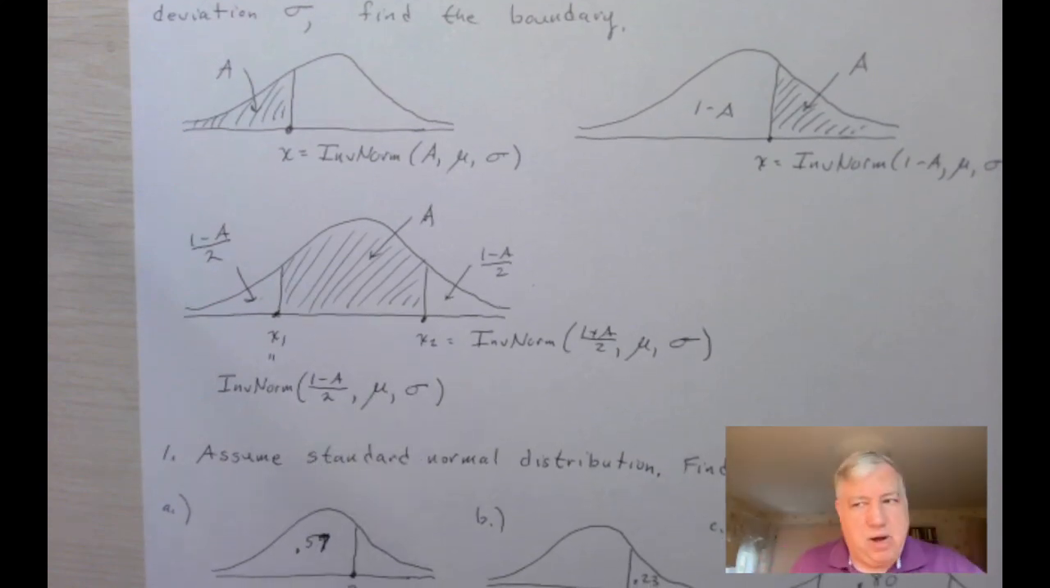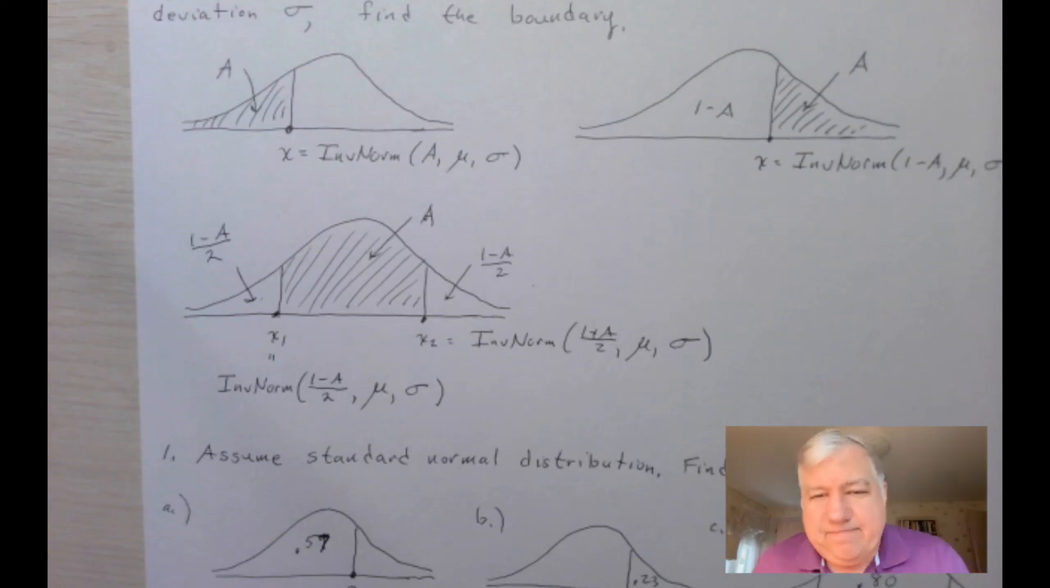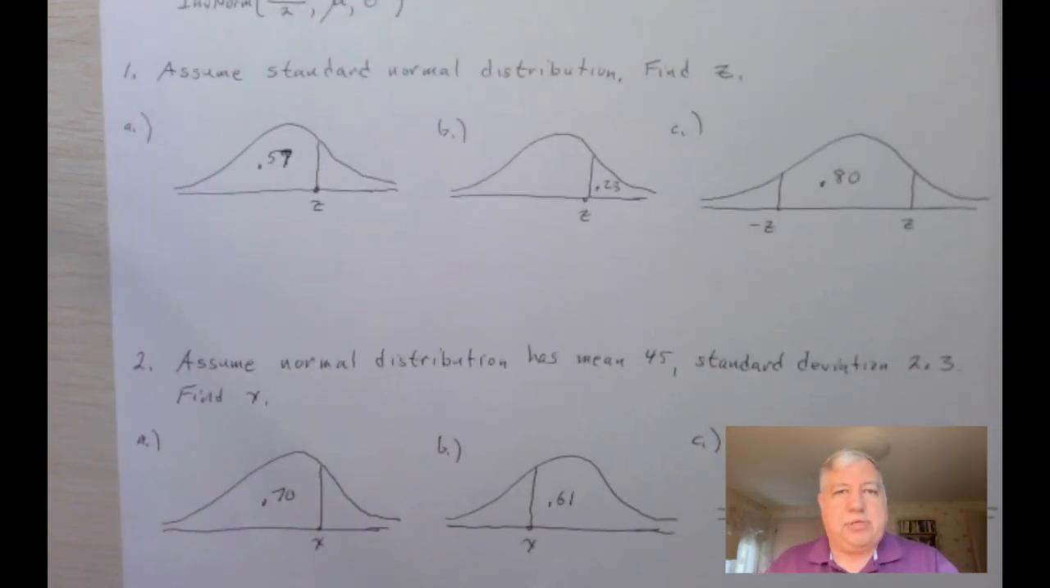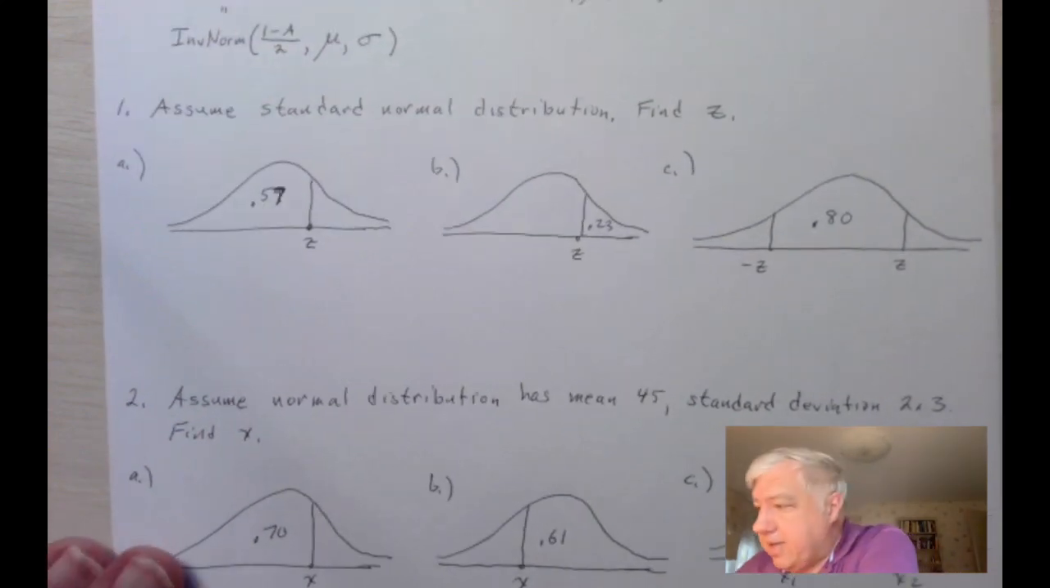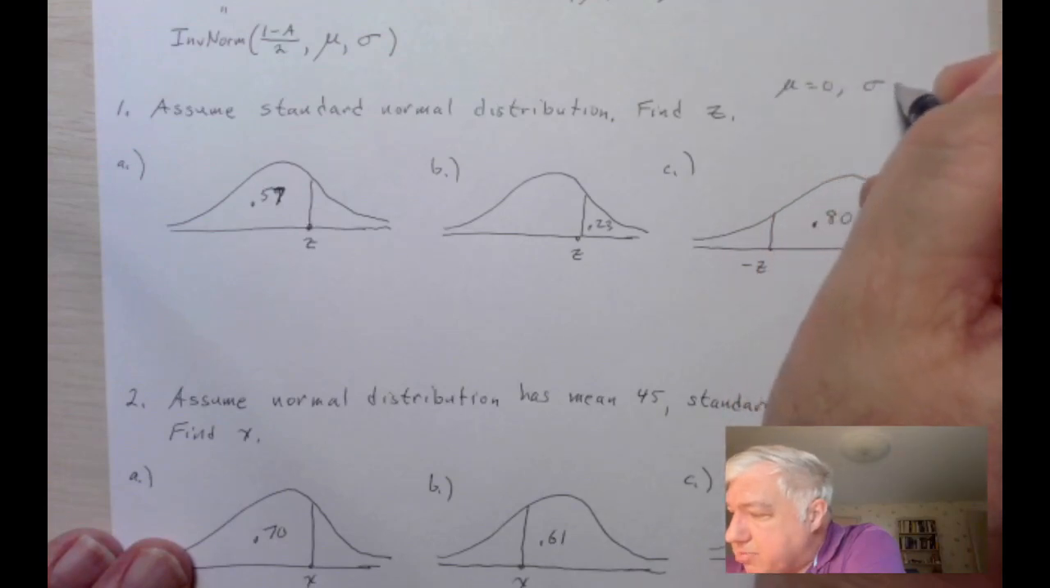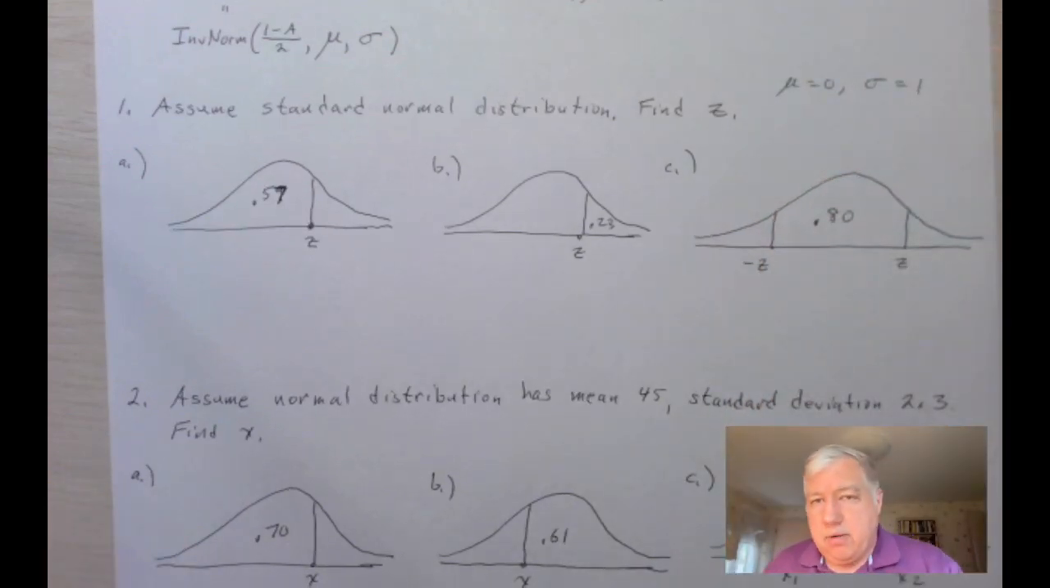Okay, so it's probably best to just give us a lot of examples here. Let me just find my calculator just for a minute. Okay, I found it. Let's look at some of these examples. Now, this is the standard normal distribution. So remember what that means: mu is 0 and sigma is 1.